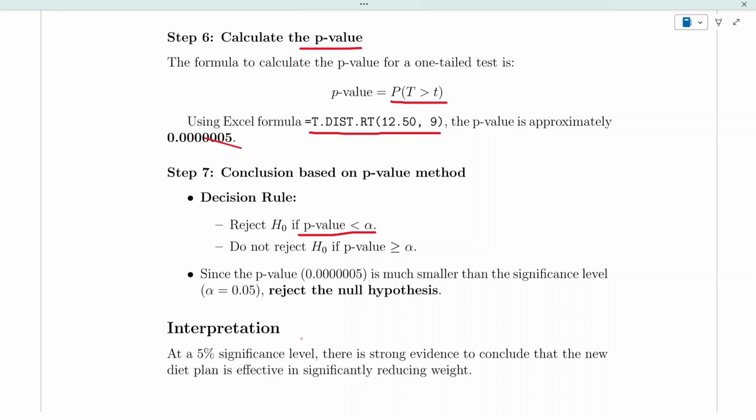Interpretation. So what does this mean? At a 5% significance level, we have strong evidence to conclude that the diet plan is effective in reducing weight. This is a great example of how the paired t-test can be used to analyze changes within the same group before and after an intervention.